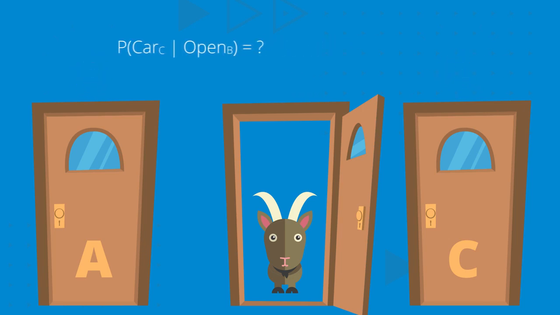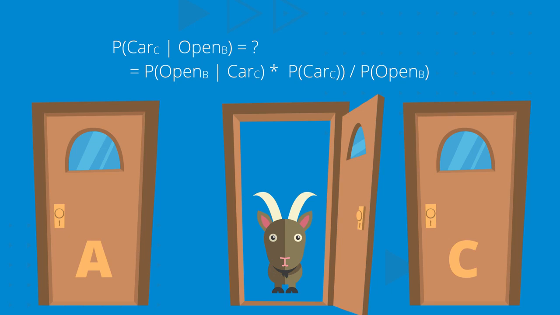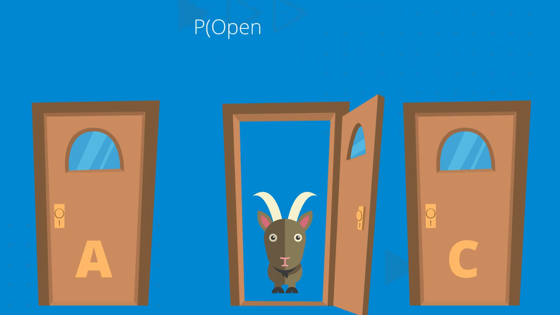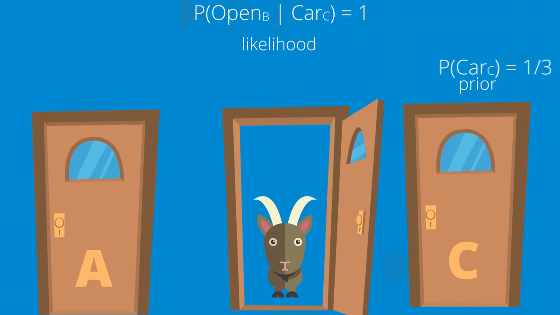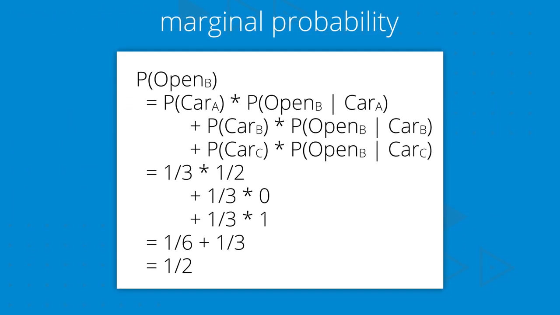Correct. We can now express this posterior probability in terms of other quantities that we can compute using Bayes' theorem. Here, the first term, P of open B given car C, known as the likelihood, must be 1, because if the car is behind door C, Monty's only option is to open B, since we already picked A. The second term, P of car C, is simply the prior, which we already computed to be 1/3. And the last term, known as marginal probability, is a little tricky to compute.